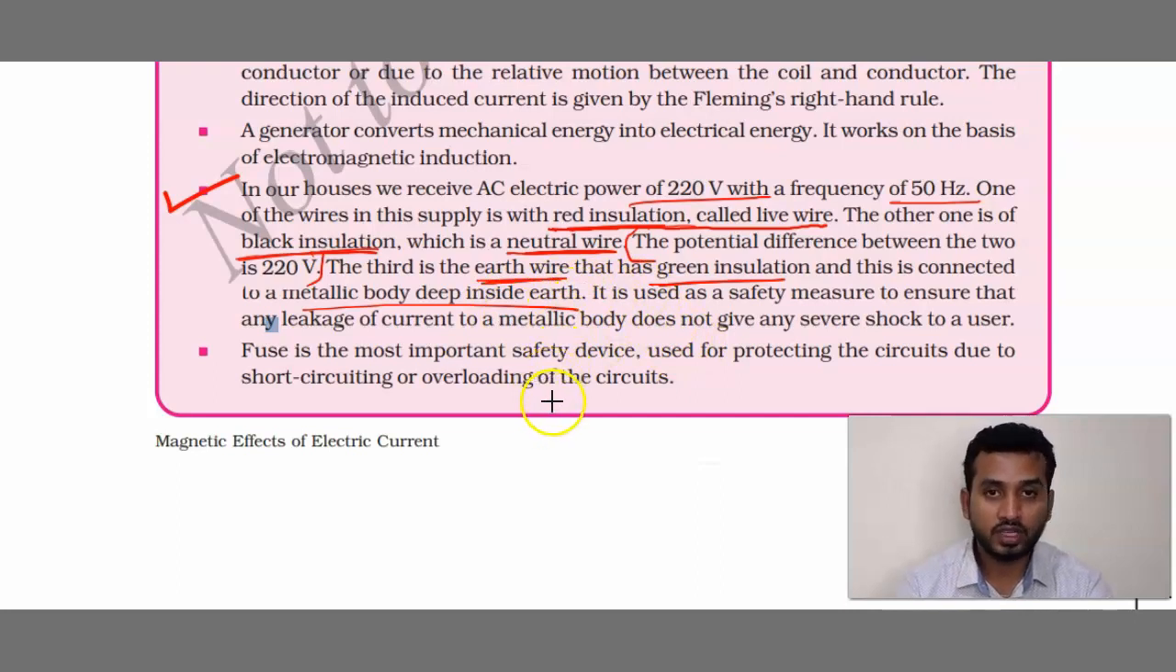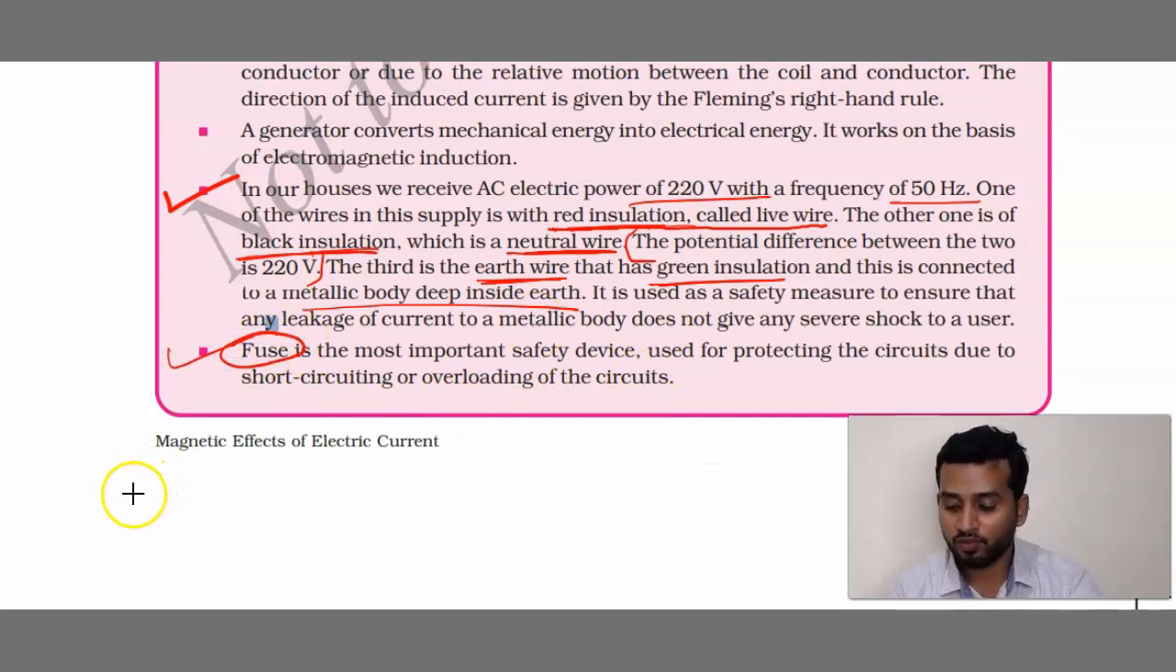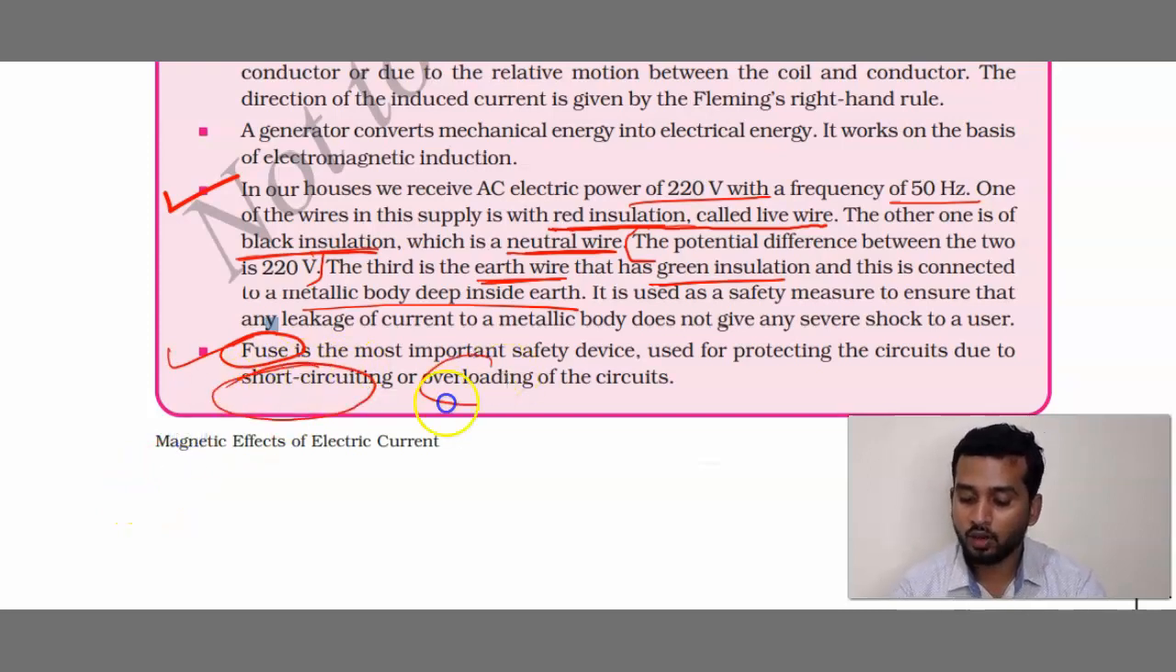Why do we do earthing? They may ask you a question like this. It is used as a safety measure to ensure that any leakage of current to a metallic body does not give any severe shock to a user. Here we are using a fuse. What exactly is this fuse? This fuse is the most important safety device used for protecting circuits from short circuiting or overloading of the current. They may ask you: what is a fuse, and write the function of a fuse. What is short circuiting? What is overloading? These are the basic definitions you can expect in your exam.